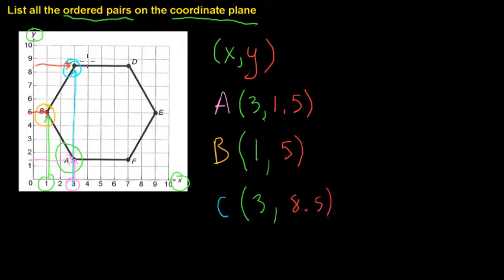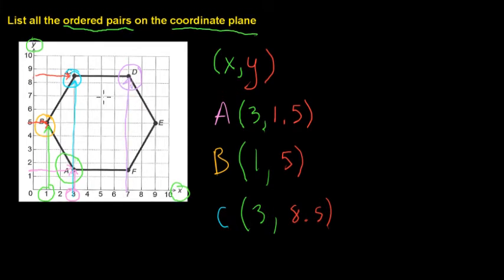Now we've got point D. It sits right here, and D is 7 on the x-axis, and it's 8.5 on the y-axis. So we come over here and we say, okay, the ordered pair for point D is 7 and 8 and 5/10.